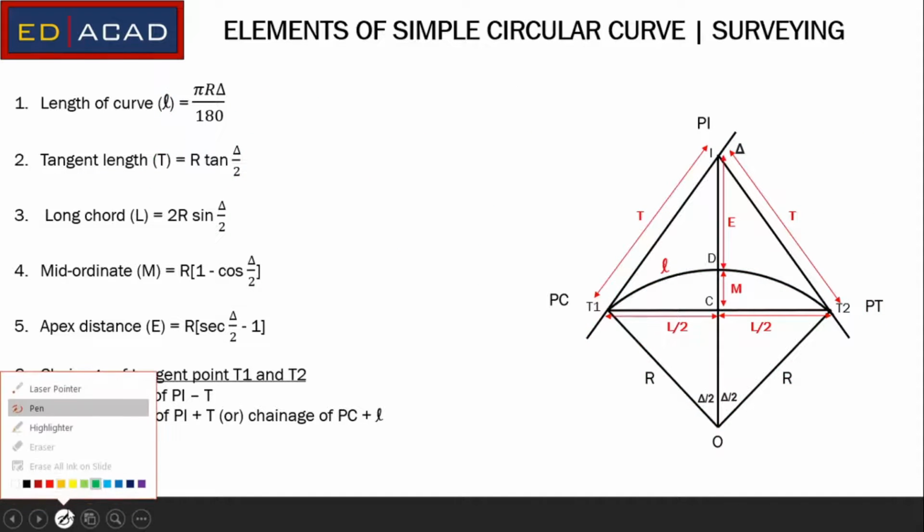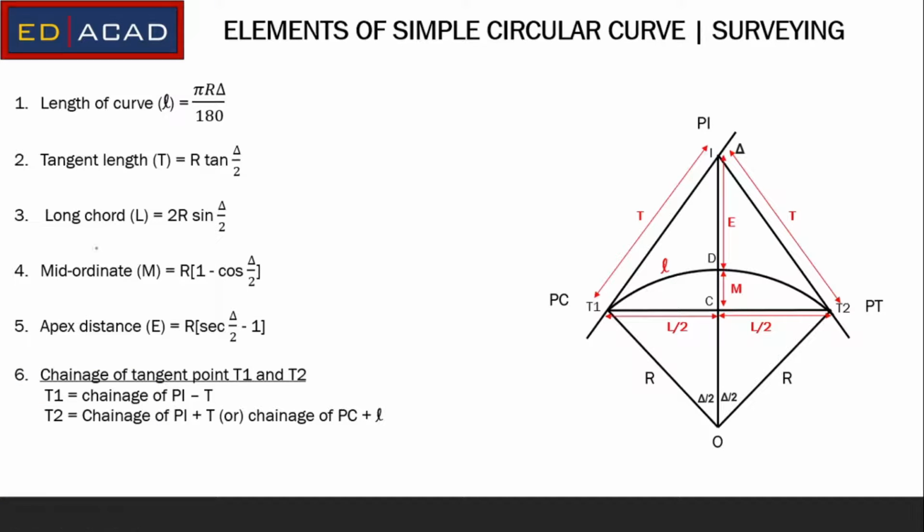Okay, now let's look at the next one, the long chord L, which is shown by this distance from T1 to T2. For this, let's look at this triangle. Again this angle will be 90 degree here. So in this small triangle OCT1, apply the sine formula.